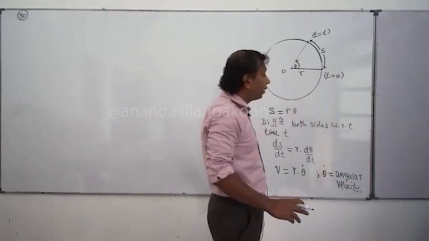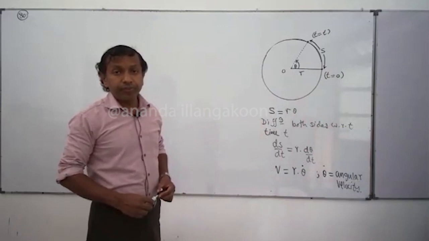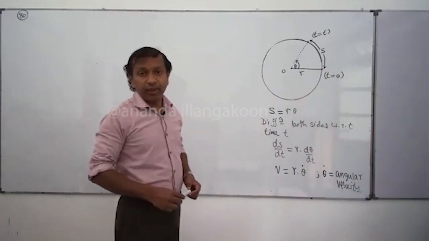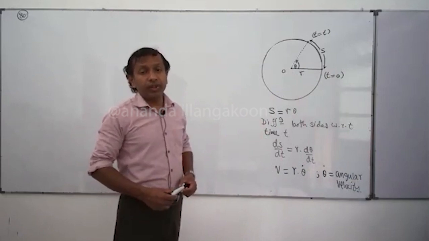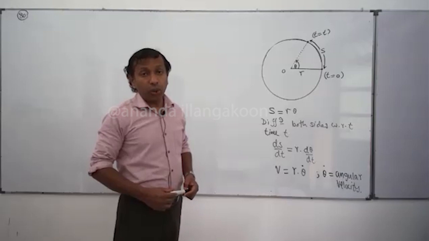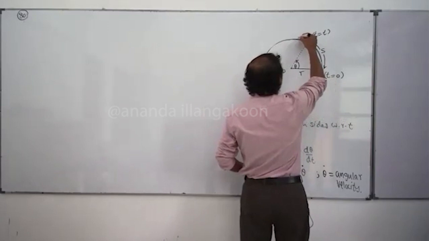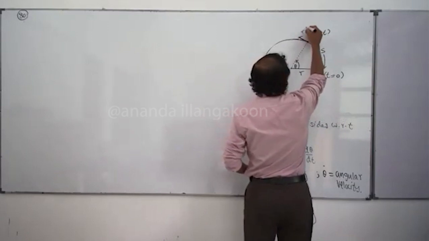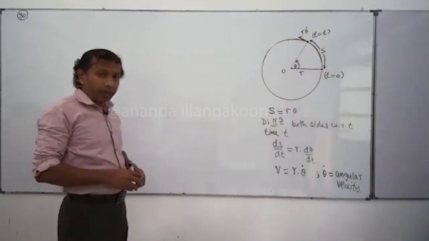So therefore, hereinafter, when we find a question during a time interval t, if the particle has turned through an angle theta, then the angular velocity of the particle we write as theta dot. Then the tangential velocity at this moment along the tangent will be written as r theta dot.